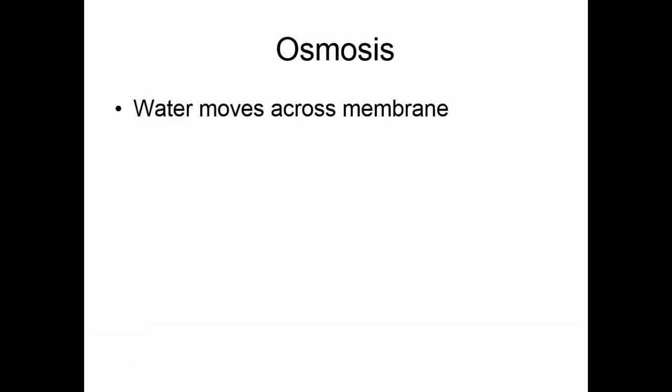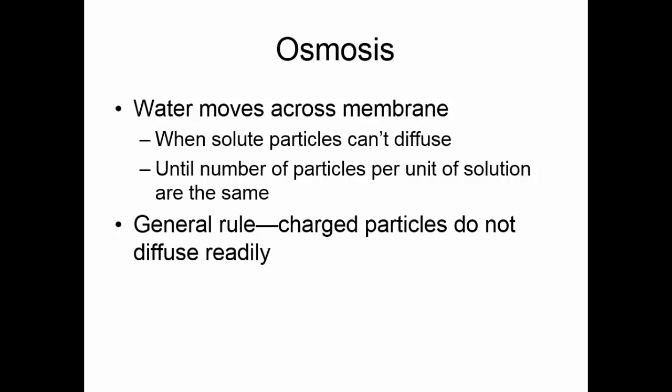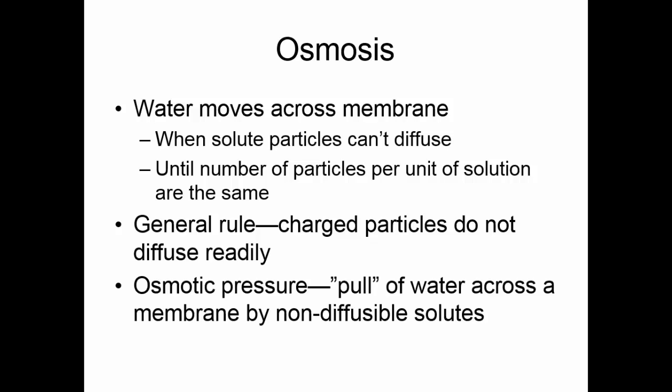In osmosis, water moves across the membrane when the solute particles can't diffuse because the membrane is impermeable to them, and it will occur until the number of particles per unit of solution, say per milliliter, is equal on both sides of the membrane. As a general rule, charged particles do not diffuse readily. Fluids that have different particle concentrations, where the particles cannot diffuse across the membrane, are said to have osmotic pressure. That is, they pull water into them. That's what osmotic pressure is. It's that pull of water across the membrane when we have non-diffusible solutes. Osmolality is the measure of osmotic pressure.